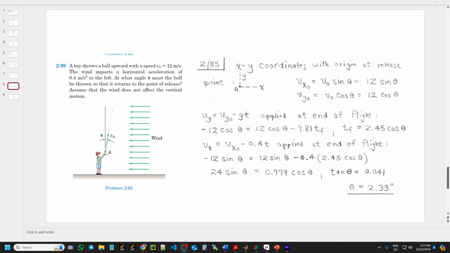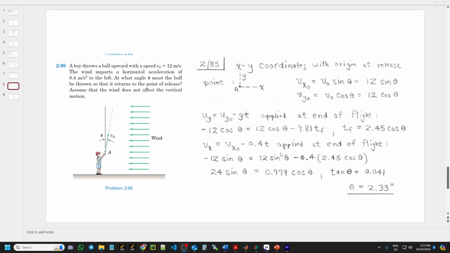Again, for vx, the acceleration in the x direction is constant, minus 0.4. Therefore, the velocity at this point should be opposite from the initial one. For example, if it is 12 sine theta, it will be minus 12 sine theta, the final one. So we just substitute everything. Vx is minus 12 sine theta, vx0 is 12 sine theta, as you see here.